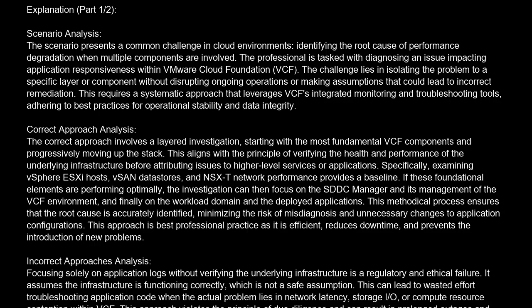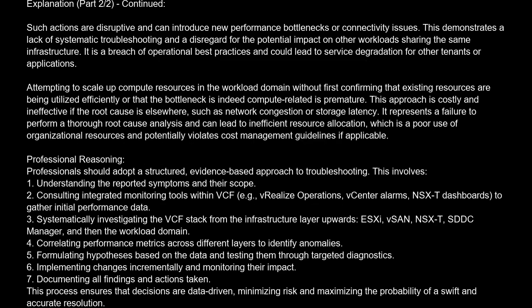the underlying problem exacerbates. Immediately reconfiguring NSXT network segments or vSAN policies without a clear indication from performance metrics that these are the source of the problem is also a significant failure. Such actions are disruptive and can introduce new performance bottlenecks or connectivity issues. This demonstrates a lack of systematic troubleshooting and a disregard for the potential impact on other workloads sharing the same infrastructure. It is a breach of operational best practices and could lead to service degradation for other tenants or applications.